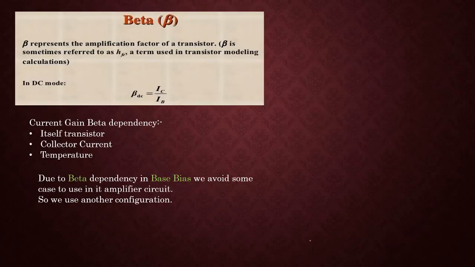How the beta value is calculated, we already discussed. Output current divided by input current is called the efficiency. Since it is a common emitter configuration, beta equals IC divided by IB, and it can be indicated in the H parameter model as HFE. The current gain beta depends mainly on the collector current and the temperature.